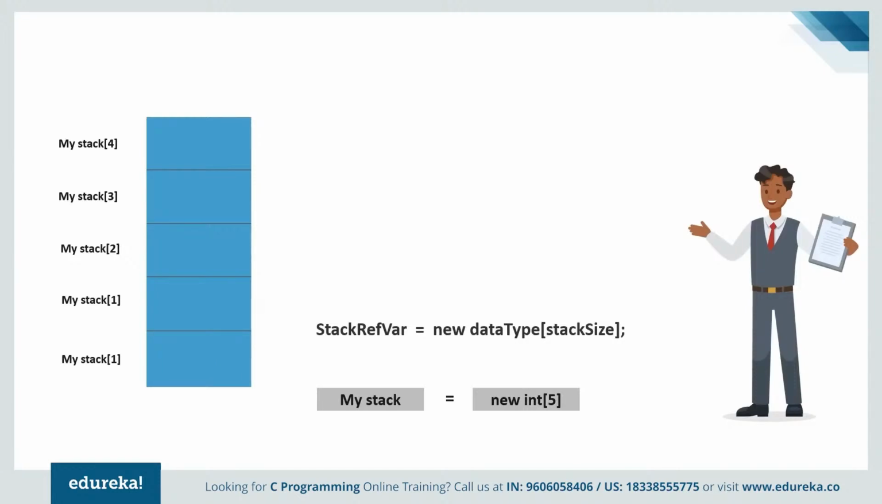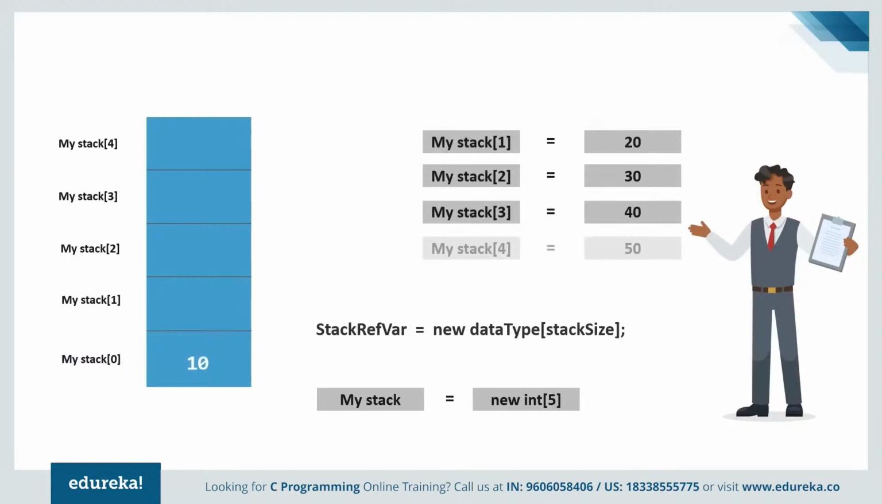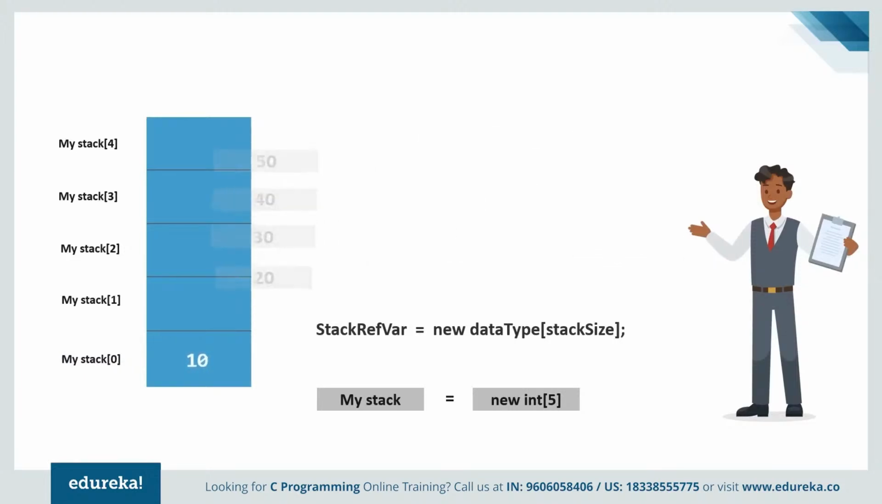Let us see this example to understand how it works. Firstly, let me add the first element, which is 10, into my stack. So 10 will be added to the first location, stack 0. Followed by that, let us include a few more elements, which are 20, 30, 40 and 50. These are added to the respective locations. So 20 is added to index 1, 30 to index 2, 40 to index 3 and 50 to index 4.